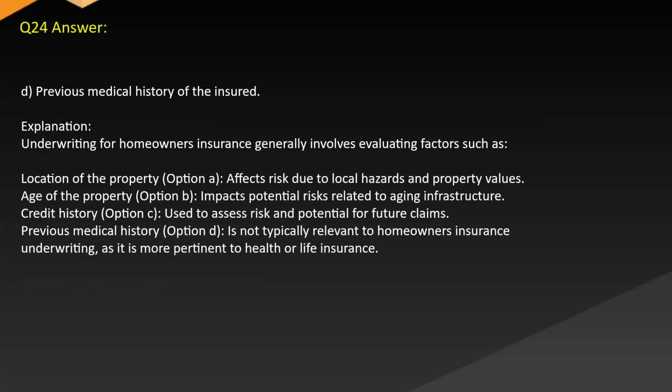Answer: D. Previous medical history of the insured. Explanation: Underwriting for homeowners insurance generally involves evaluating factors such as location of the property, option A, which affects risk due to local hazards and property values; age of the property, option B, which impacts potential risks related to aging infrastructure; credit history, option C, used to assess risk and potential for future claims. Previous medical history, option D, is not typically relevant to homeowners insurance underwriting as it is more pertinent to health or life insurance.